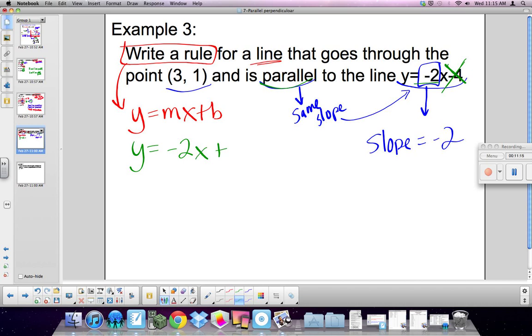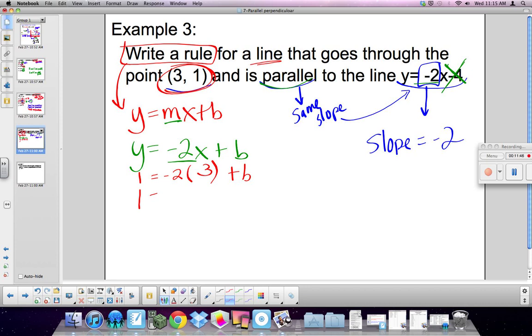Now let's take a look at that last piece of information. Remember the 3, 1? That we knew this point 3, 1? Well, now we simply plug in the point 3, 1: 3 for x, 1 for y. And we solve for b. So this is now hitting on what many of you have gotten pretty good at in finding your b value. So I'm plugging in the point to find my intercept. 1 equals negative 6 plus b. Adding 6 to both sides, I get 7 equals b.